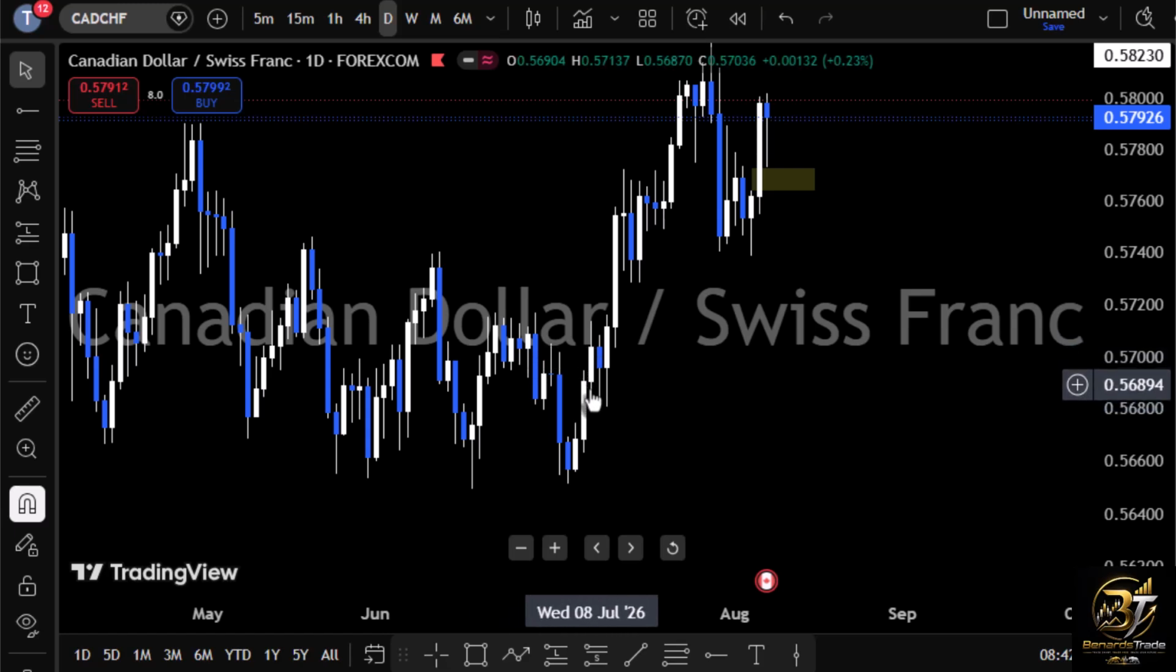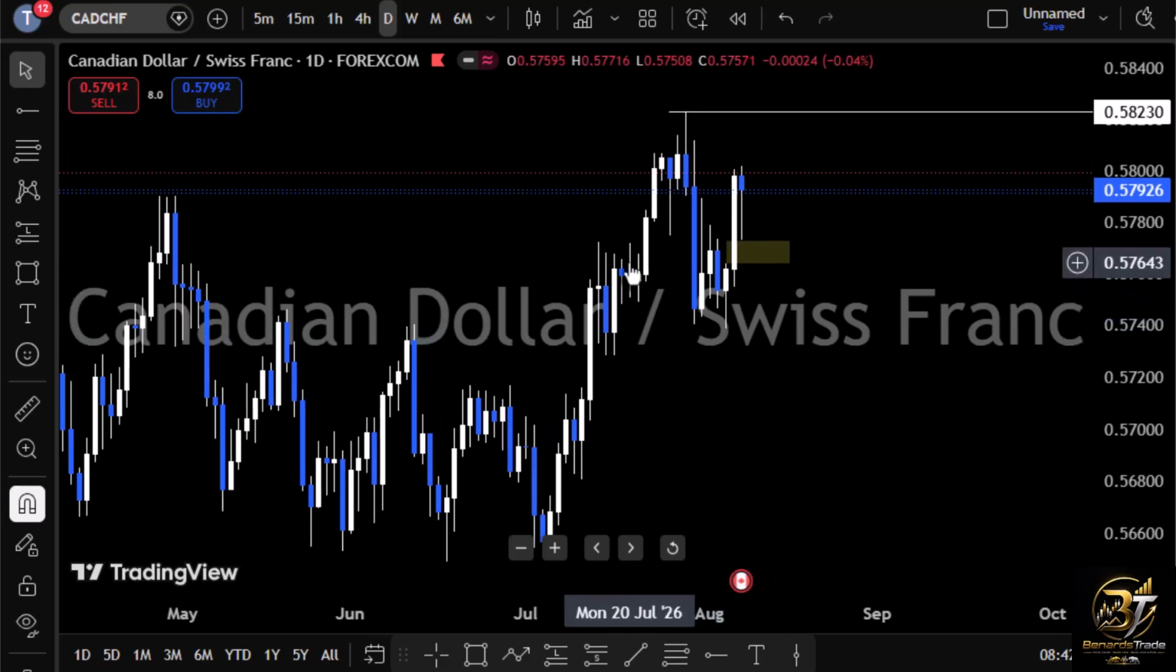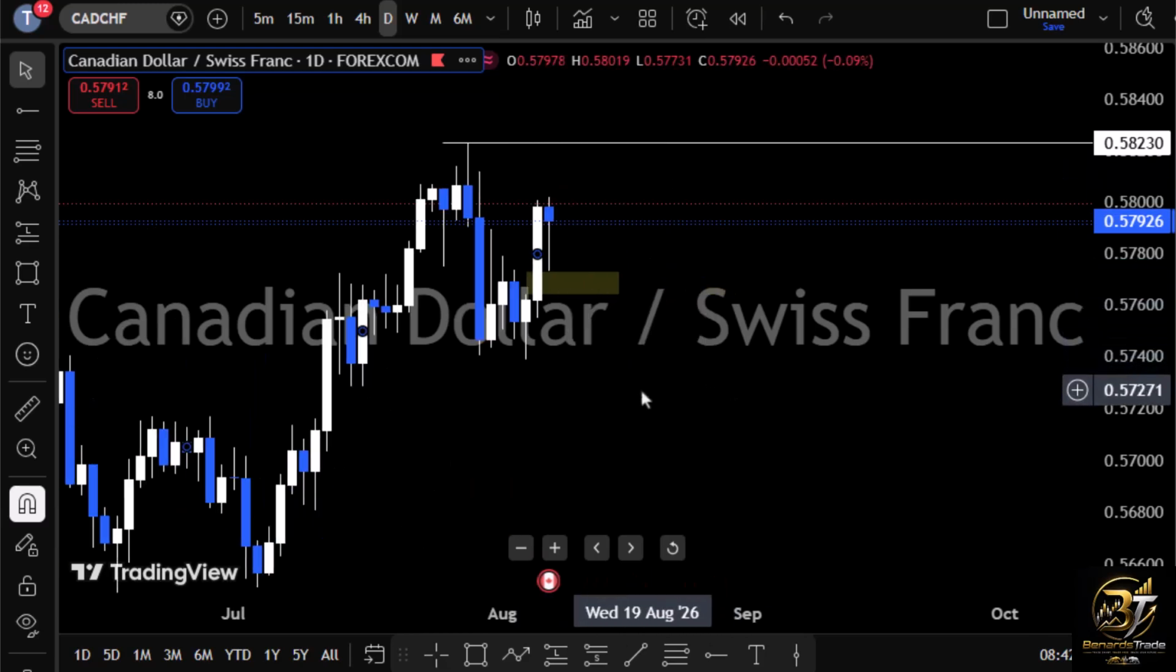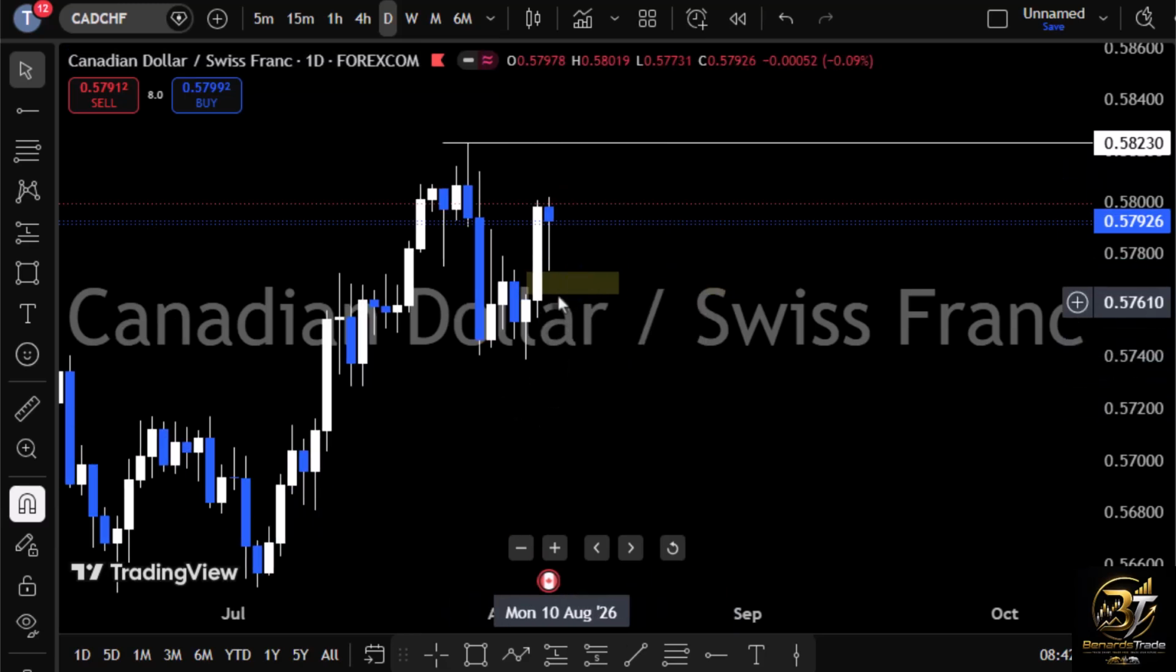So it came down, took out this low. This day, took out this one, and went back up, just like that. This one took out this high, closed like this. The next candle traded below it, and we continued buying. Same here, took out this low, continued, took out this low, and we traded above it. So if I'm bullish, I would want to see a previous daily low taken out.